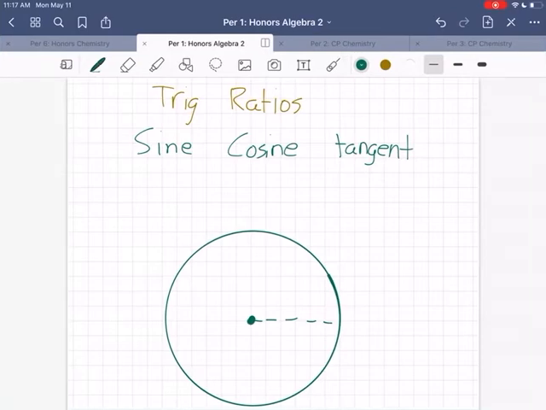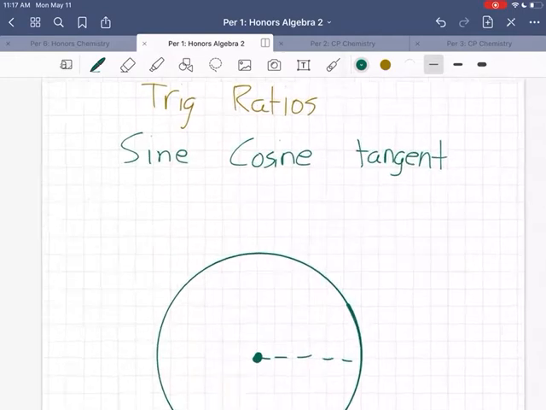Hello everyone. This is going to be a video about the trig ratios that I'm sure you've heard of, sine, cosine, and tangent, and also what they have to do with this circle that we've been working with so far, talking about arc lengths and angles and degrees and radians and all of that. So what do these ratios have to do with radians and degrees?